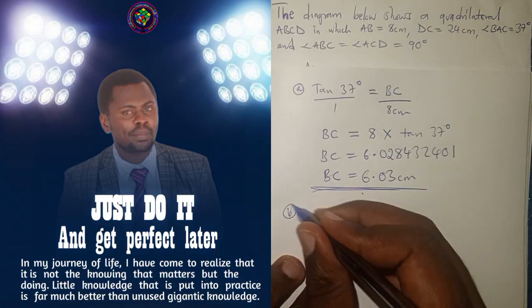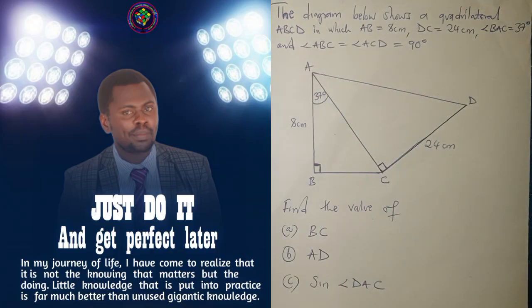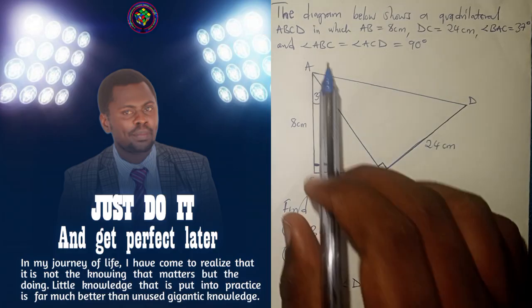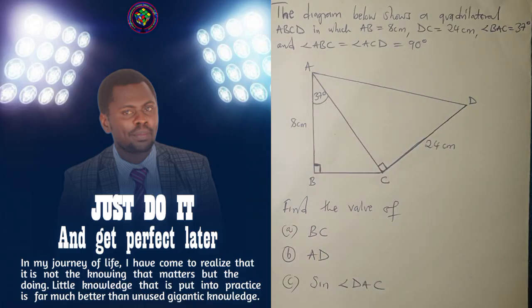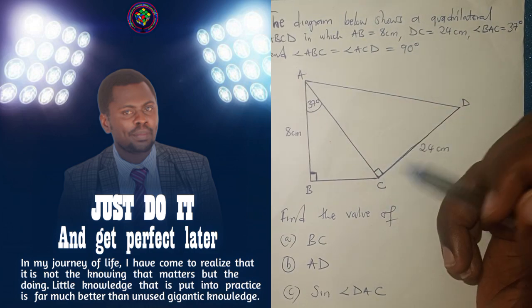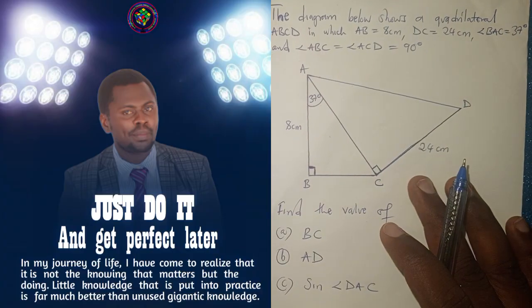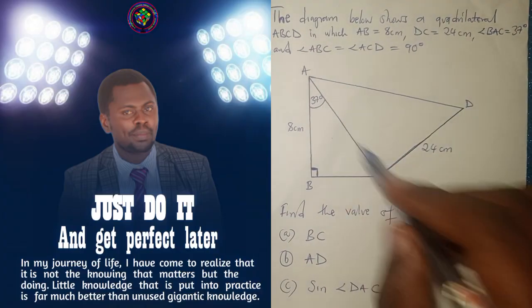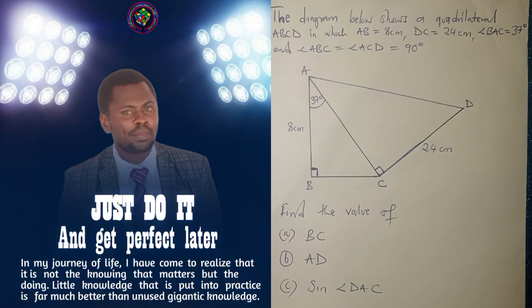Okay, we go to B. Calculate the value of AD. So AD is there. What are we going to use to calculate this AD? We can see that we don't have an angle, because in this triangle ACD there is no angle in that triangle.